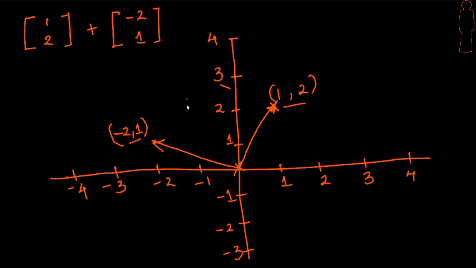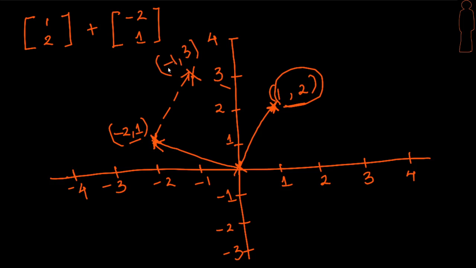Okay, there's one more way to do it. Instead of first going from the origin to (1, 2), let's first go to (-2, 1). That means that I walk 2 units in the negative direction of x and 1 unit in the positive direction of y, and I reach this point (-2, 1). Let us now try and travel from this point in the direction which is parallel to (1, 2). If I move in the direction parallel to (1, 2), again I am going to reach the same point, which is (-1, 3).